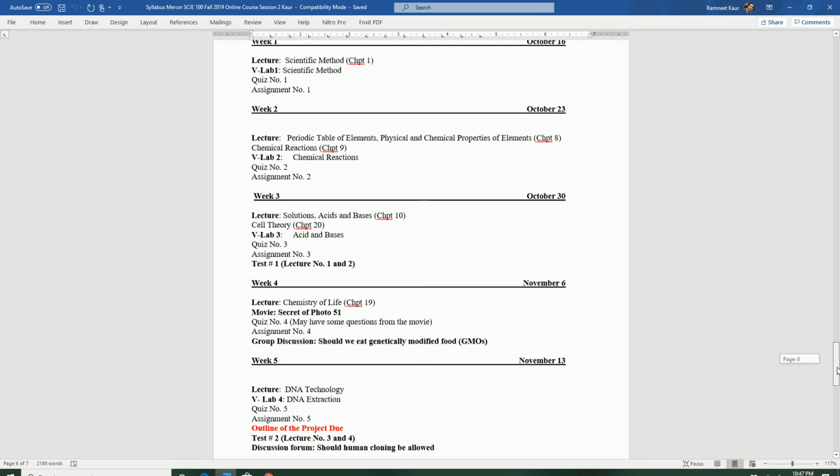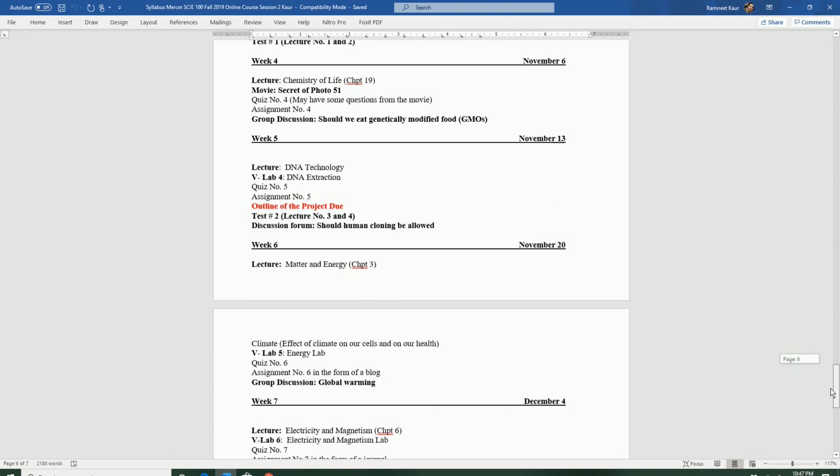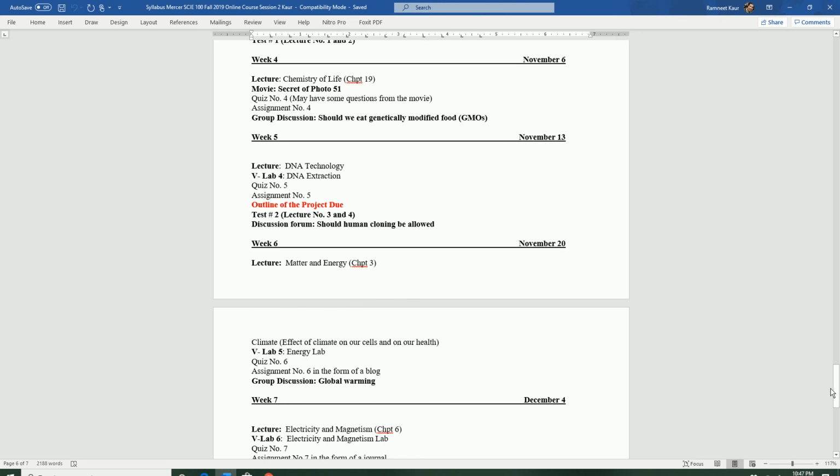Let's go to week number 4. So what are we going on in week number 4? Week number 4, basically we will be talking about chapter number 19, which is chemistry of life. In this we are going to basically talk about various macromolecules, what are proteins, what are carbohydrates, what are nucleic acids, what are lipids. So that's the chemistry of life.